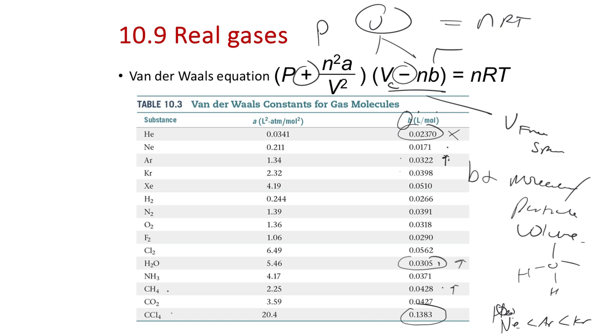And then let's look over here at the a value. So the a value is trying to correct for the stickiness problem. So a is trying to fix the pressure of the gas due to the stickiness problem. So this is from intermolecular forces. Our a value here is directly proportional to intermolecular force strengths. So the stickier the substance is with itself, then the bigger correction we need to make.